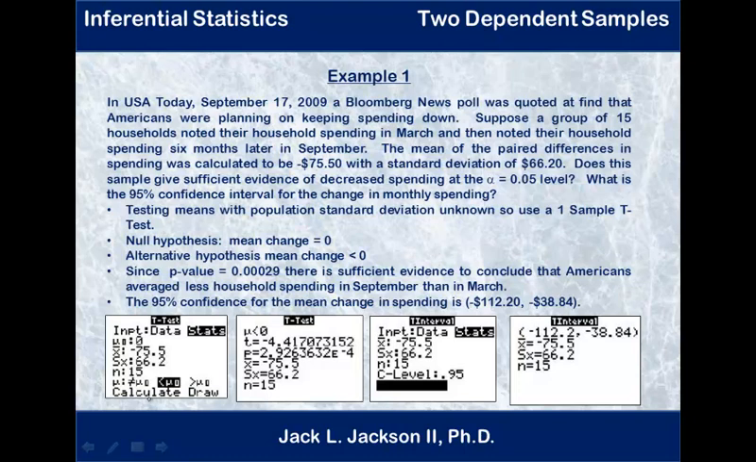Here I did Calculate. And so the t statistic is negative 4.4, a p-value of 2.9 times 10 to the negative 4. So that's 0.00029. And since that is less than the alpha of 0.05, we reject the null hypothesis in favor of the alternative hypothesis. So at that p-value, there is sufficient evidence to conclude that Americans average less household spending in September than in March of 2009.